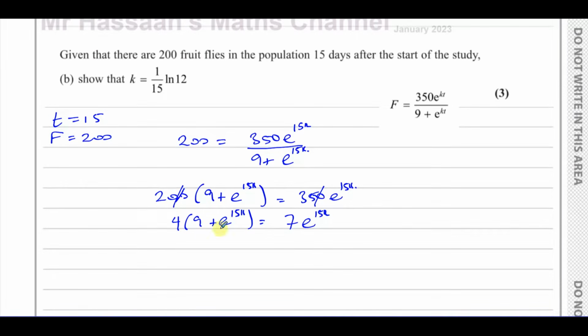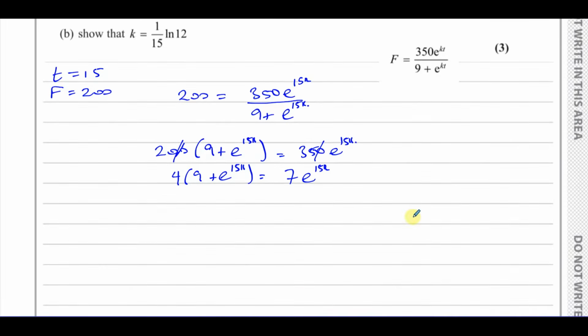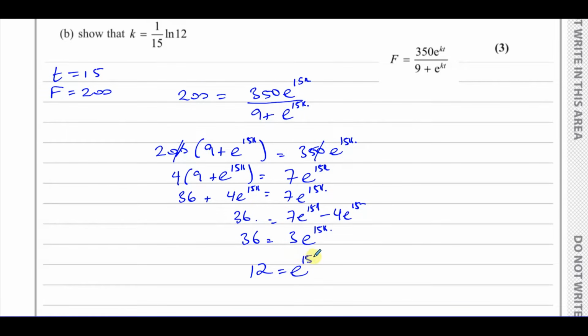Now we have this equation, so we can find the value of k. We have to expand this bracket. So we have 36 plus 4 e to the power of 15k equals 7 e to the power of 15k. We can bring the e to the power of 15k terms together. So this is going to be 7 e to the power of 15k minus 4 e to the power of 15k. On this side we have 36. So 36 is equal to 3 e to the power of 15k. We can divide both sides by 3. 36 divided by 3 is 12. So you have 12 equals e to the power of 15k.